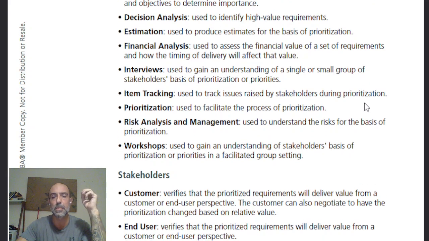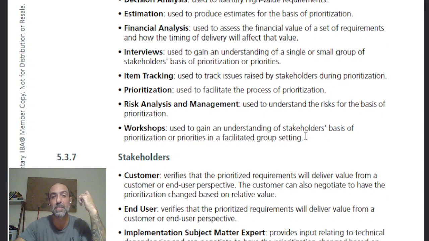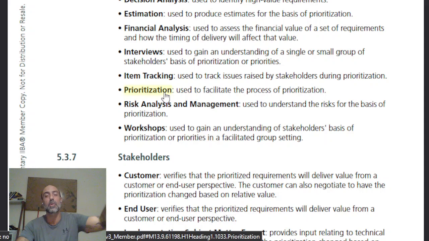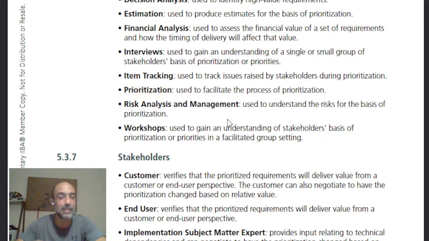Interviews used to gain an understanding of a single small group of stakeholders as a basis of prioritization, because you need them to guide you with how to prioritize, and they basically have to approve the prioritization. Remember, if they were able to pick this stuff and prioritize it, they would never have hired you. Item tracking used to track issues raised by stakeholders during prioritization. Prioritization used to facilitate, like we're using prioritization as a tool in our prioritization documentation. But they had to mention it because prioritization means picking priorities, prioritizing something.